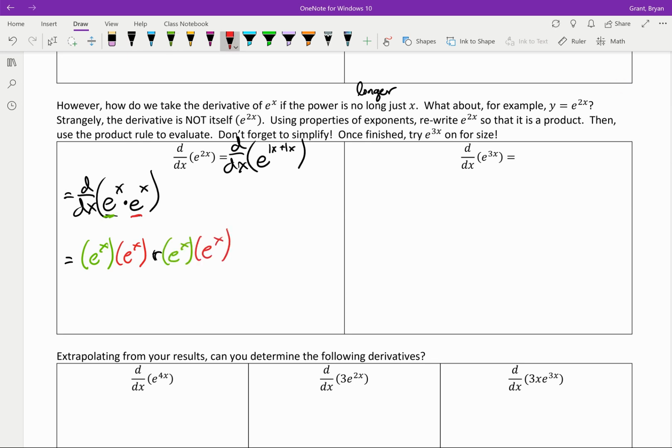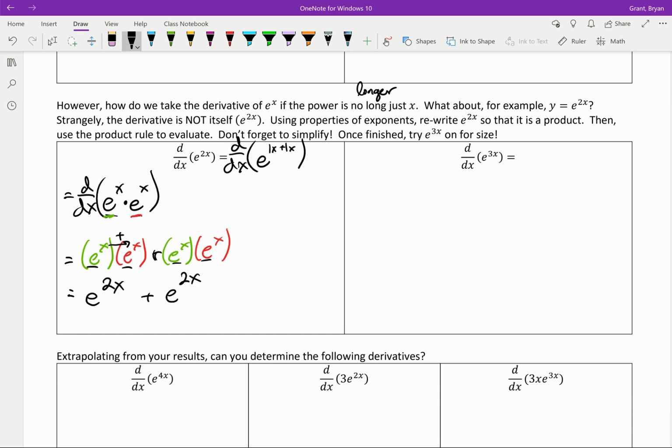And you're like, well, that's silly because e to the x is its own derivative. There's just lots of e to the x's here. And you're right, there are. So let's combine some like terms. Same base, so we add the exponents together. 1x plus 1x is 2x's. Same base, so add the exponents together, e to the 2x.